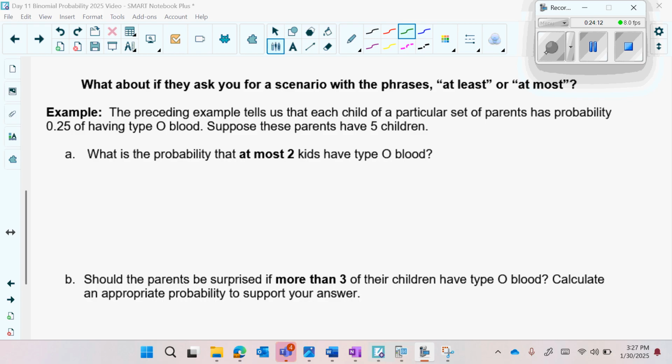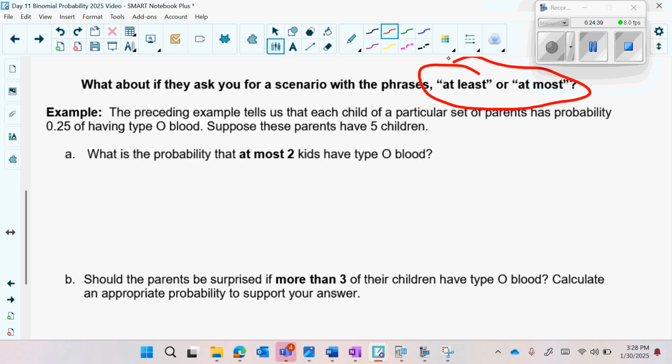Okay, so I'm going to leave you with the following. I'm just going to talk to you a little bit about if it's more than just a one trial situation. So for example, if it says at least or at most, that's when your life gets more complicated. So I want to star these phrases here and say, as soon as you see the probability of at least or at most 2 kids having type O blood, that's when your life gets more interesting.